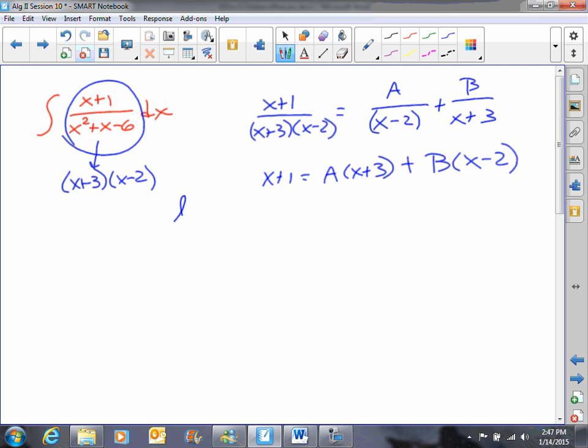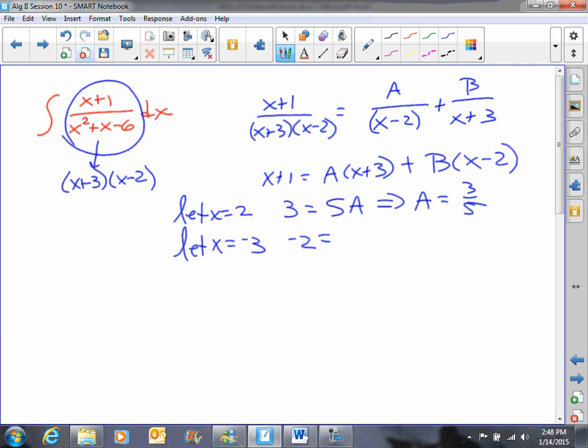For example, if we let x equal 2, then the equation becomes 3 is equal to 5a. And of course, b times 0 is 0. And so that implies that a is going to be 3/5. Now, another value that is easy to use is we can let x equal negative 3. That gives us negative 2 is equal to a times 0 plus b times negative 5. And that gives us that b is equal to 2/5. Negative 2 over negative 5 is 2/5.